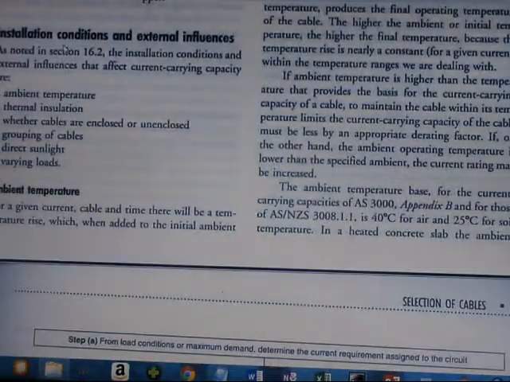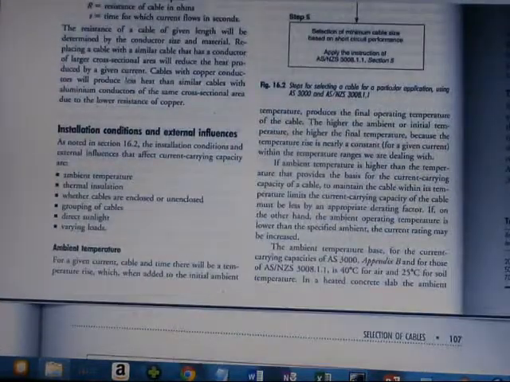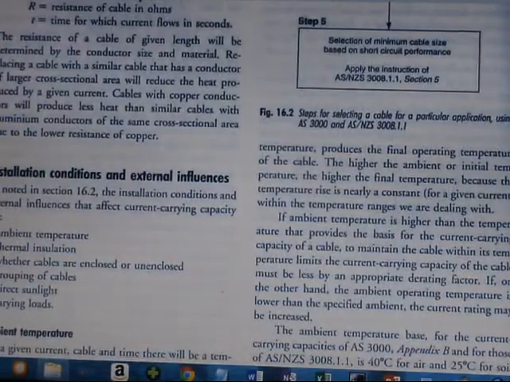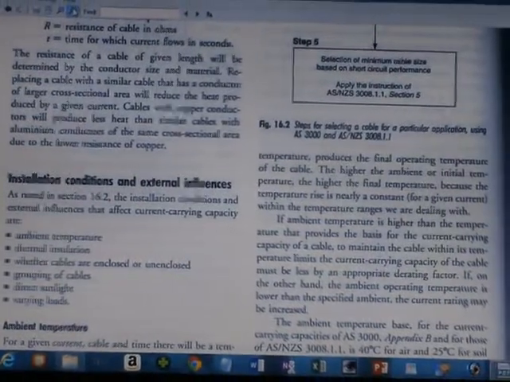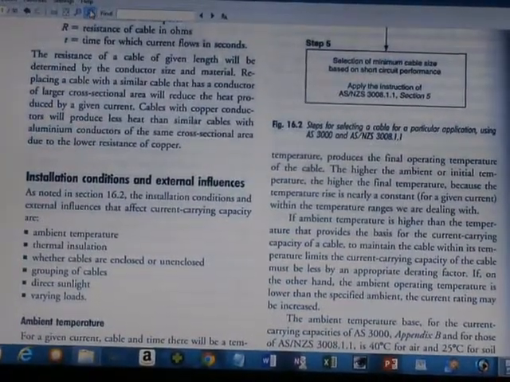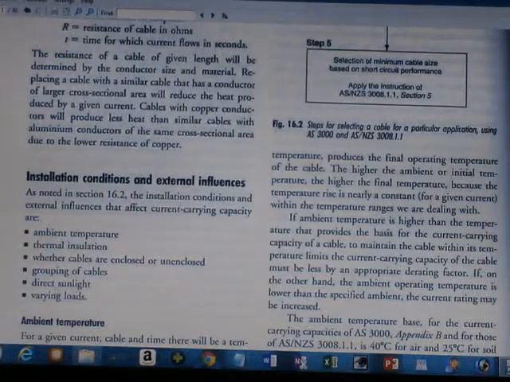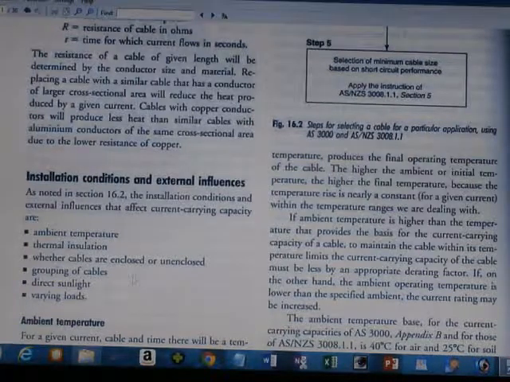In this case, the installation conditions and the external factors influence the selection. When we are installing the electrical installations, external factors also influence it. What factors are affecting? First, the ambient temperature, which is the cable's ambient temperature. What are the outside conditions? Outside conditions are ambient temperature and the cable thermal insulation, whether cables are enclosed or unenclosed, grouping of cables, direct sunlight and varying loads. Those effects impact the selection and the installation method.